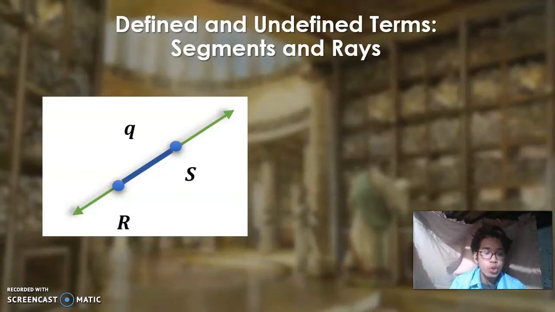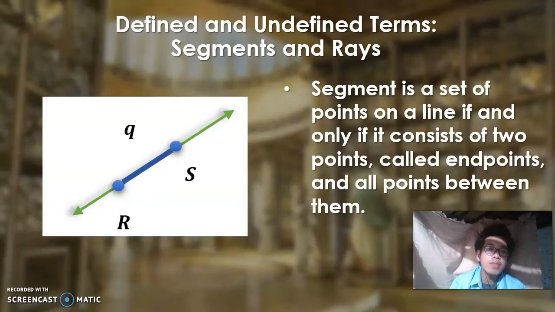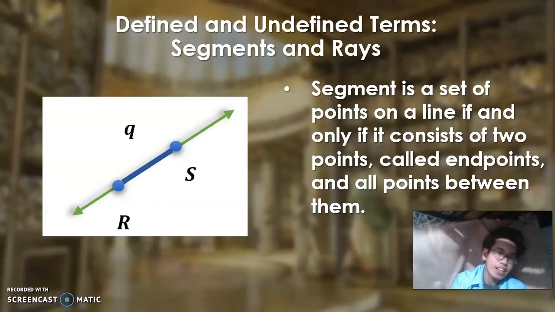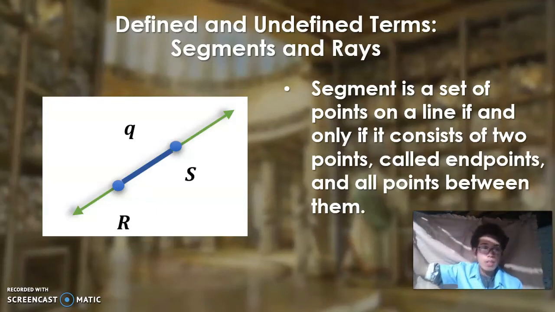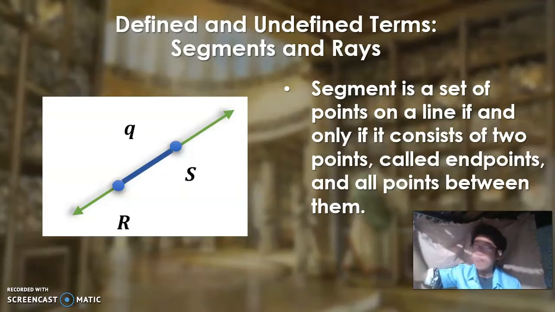The first defined term in geometry is the segment. A segment is a set of points on a line if and only if it contains 2 points called endpoints and all the points between them. Here we have line Q, and then we have 2 points, point R and point S, and the segment there is segment RS. All of the points within segment RS are of course part of segment RS. They sound kind of factual, but nevertheless they are very essential for our definitions.